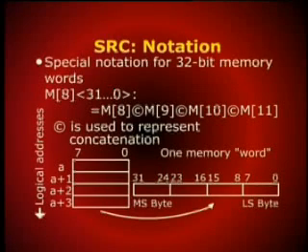Please note that big endian simply means that the most significant byte, in this case M8, is stored at the lowest address, which is in this case A, and the least significant byte is stored at A plus 3, which is now M11, meaning that 4 consecutive bytes in the memory would store one memory word.